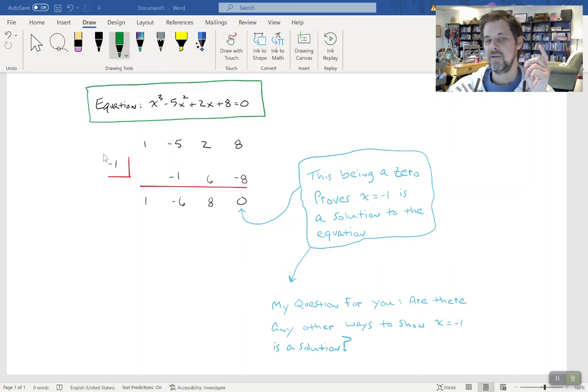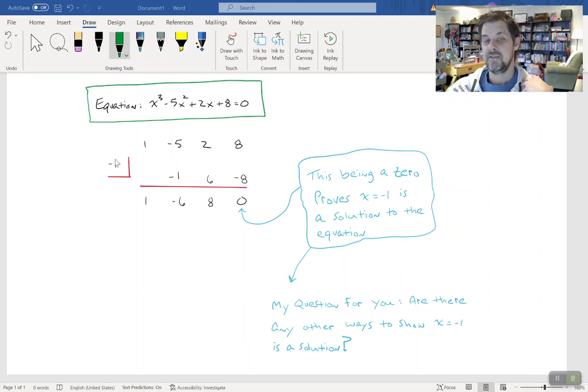And if I were to put a number, -1, just as an example, don't worry too much about where I got -1, but say I put -1 right there, and I carry through with the synthetic division procedure, and I get a 0 right there. Okay, here's what that demonstrates. That number being 0 proves that -1 is a solution to this equation.